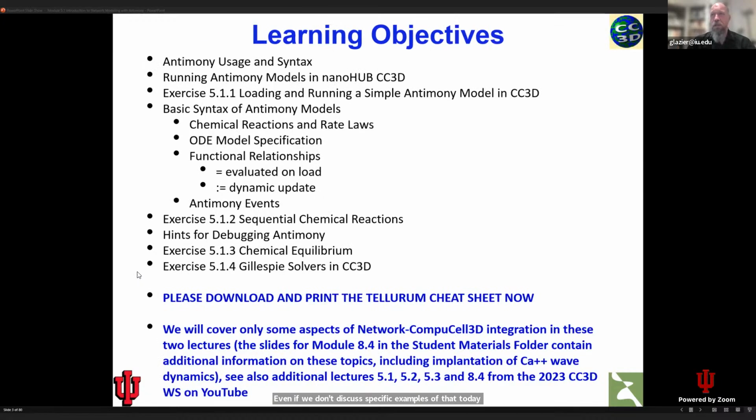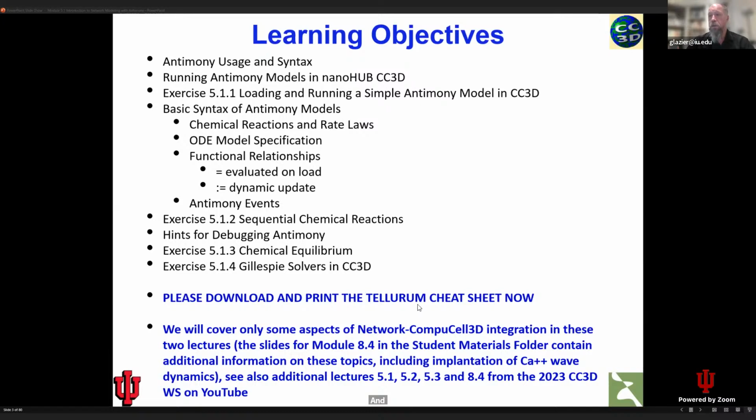Then we'll introduce Antimony syntax. It's a very simple language for describing networks. We're going to have a program to run Antimony models inside it. There's a typo here. It still has nanoHUB in it. It shouldn't say nanoHUB. We're going to run and load a simple Antimony model. We'll go over the basic syntax of Antimony, which is really so simple you don't need much to learn. And then we're going to do a couple of simple exercises.